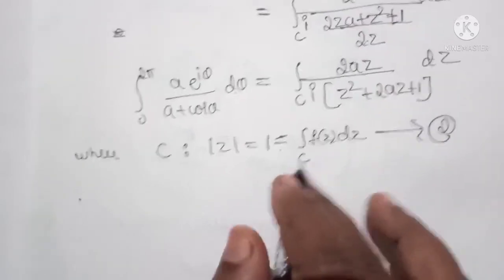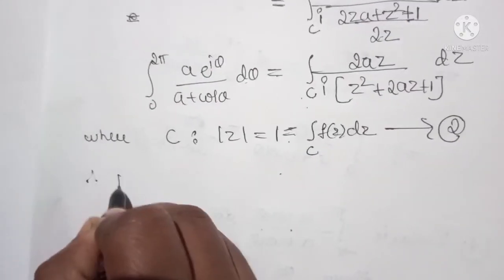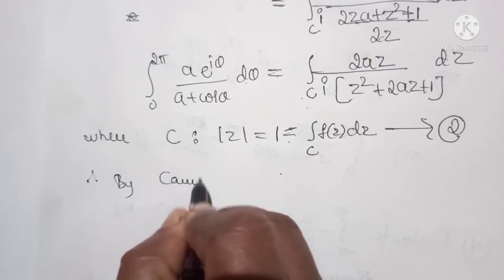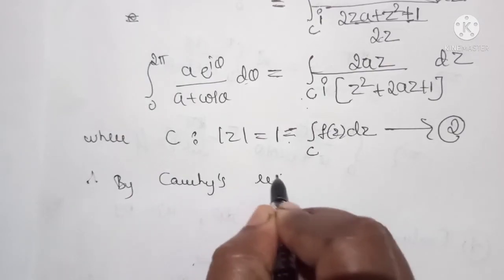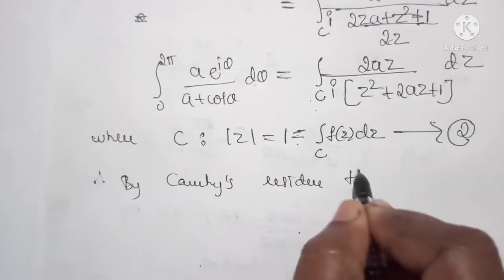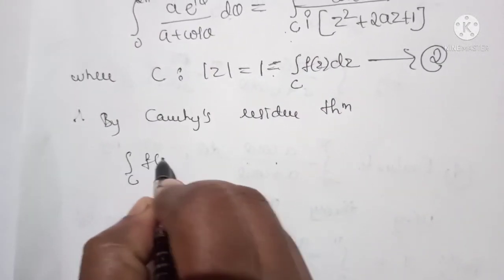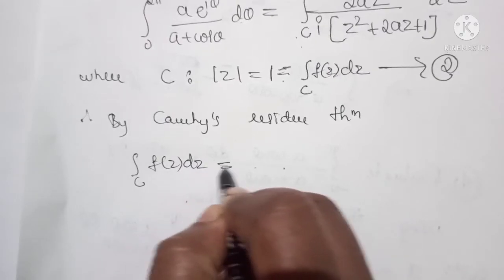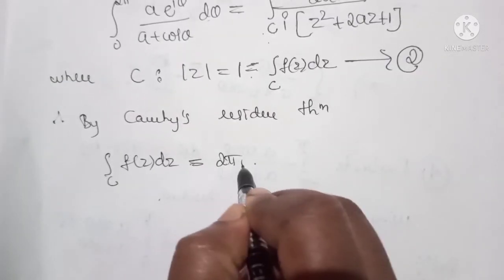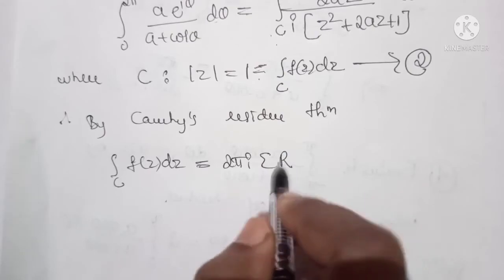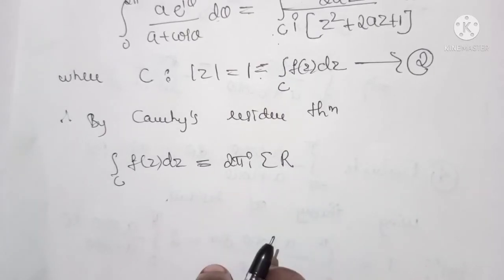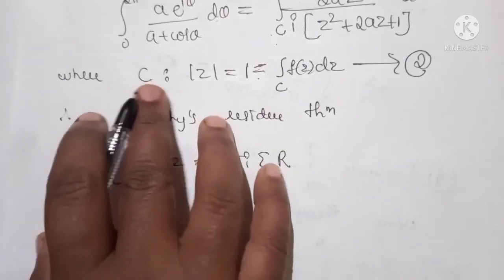Now therefore, by Cauchy's residue theorem, the integral over C of f of z dz is equal to 2 pi i times the sum of the residues at the poles which lie inside C, inside this C.